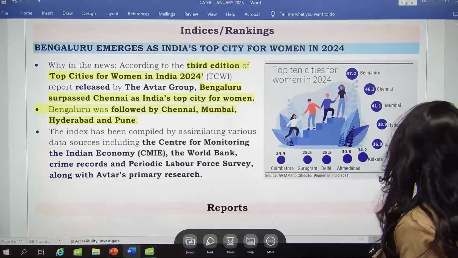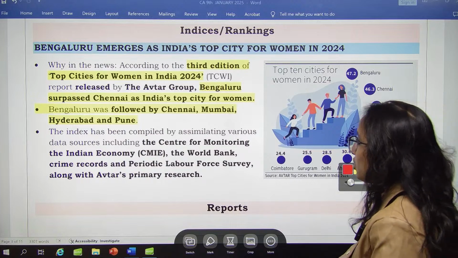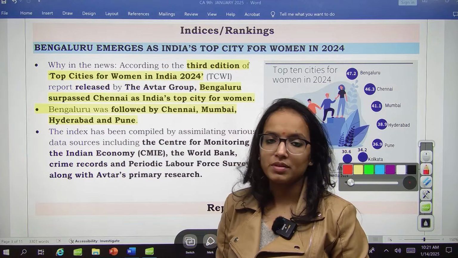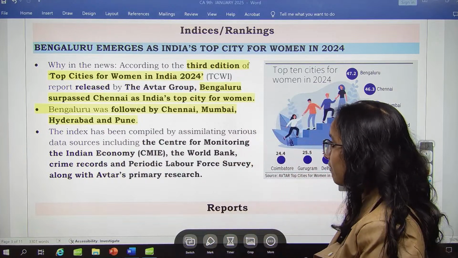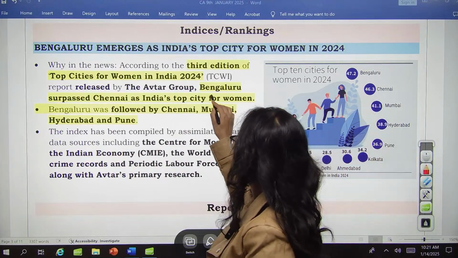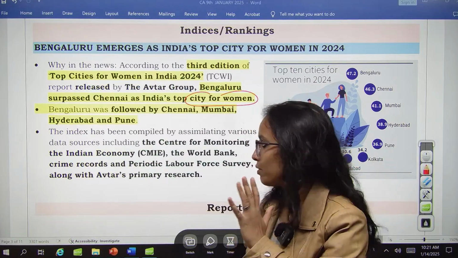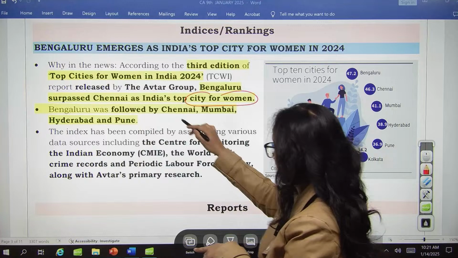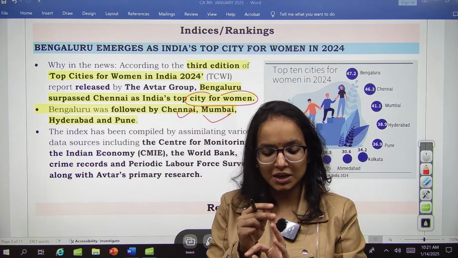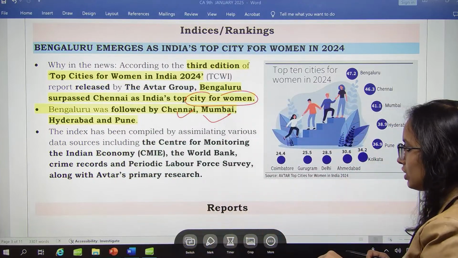Then talking about indices and reports, so we have the 3rd edition of Top Cities for Women in India 2024 report. Which cities are top for women in India? According to this report, which is released by Avtar Group, Bangalore has surpassed Chennai as India's top city for women. Remember, top city for women, Bangalore, followed by Chennai, Mumbai, Hyderabad and Pune. So Bangalore, then second Chennai, and then third is Mumbai. Remember, top 3 positions: Bangalore, Chennai and Mumbai.